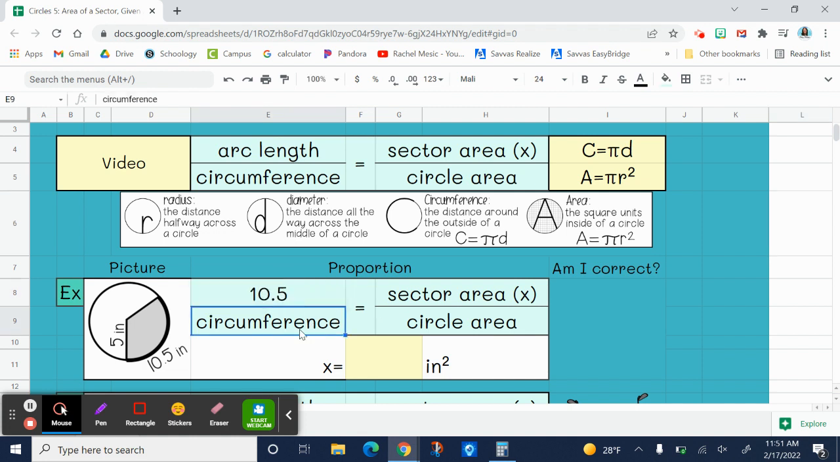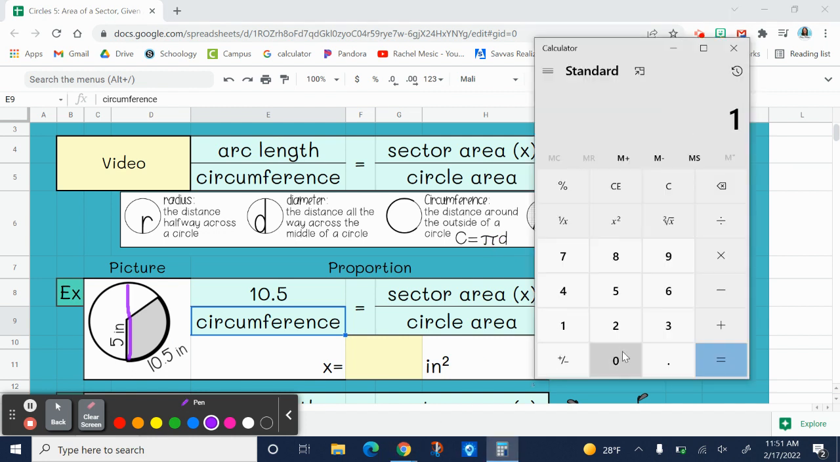The circumference of the circle, well, we'll have to figure that out. Circumference is pi times diameter. Diameter is the distance all the way across the circle. So 5 plus 5, which would be 10. And then pi, we're using 3.14. So in a calculator, we're going to do 10 times 3.14. So that's 31.4.